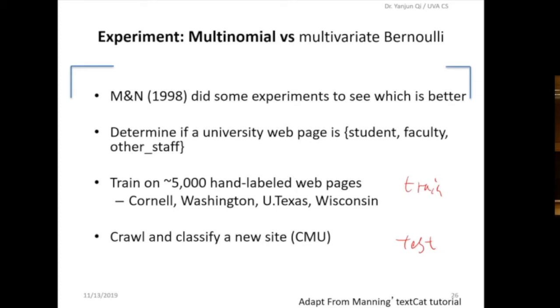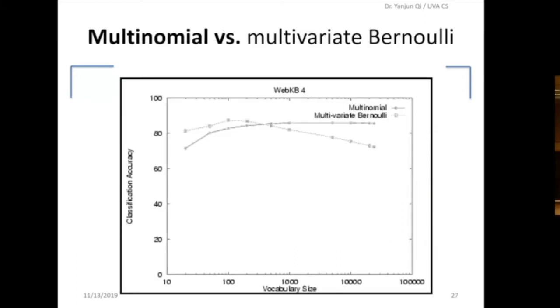They compared the models on a quite simple toy task. For university homepages, you want to classify them as student, faculty, and other. They hand-labeled 5,000 web pages from Cornell, Washington, UT Austin, and Wisconsin as training data, and then apply the classifier to pages from other sites. And so this is the figure they compare.